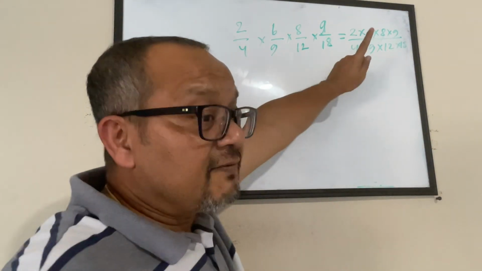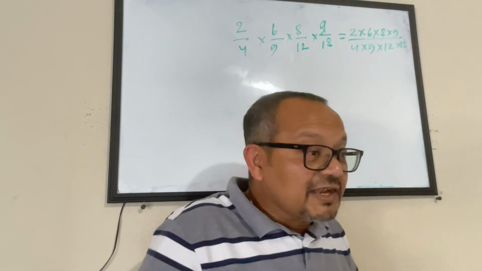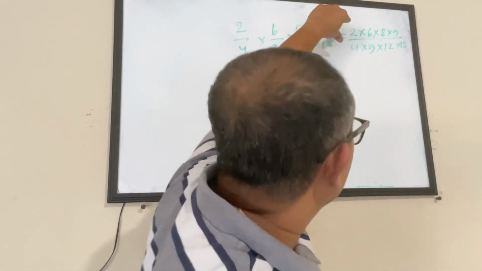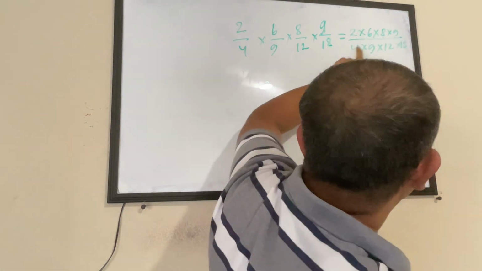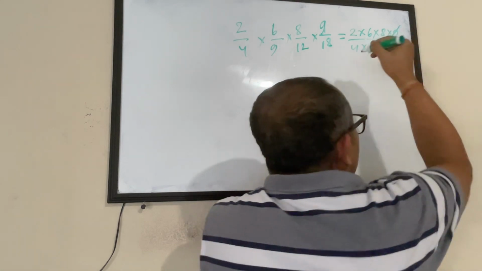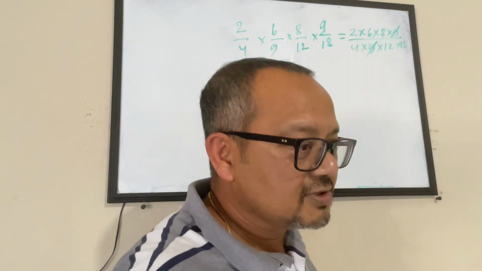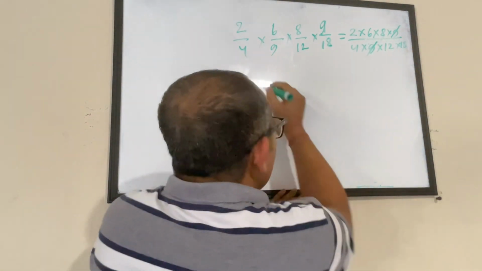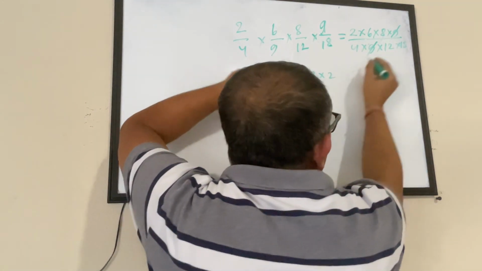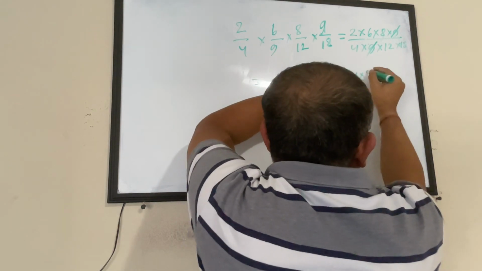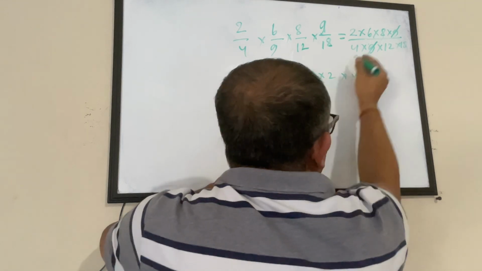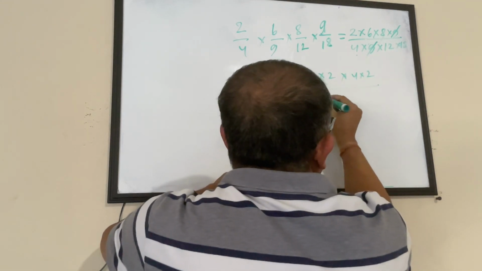So here the thing with tic-tac-toe is, you can do tic-tac-toe as many times as you want. Now look at this: 2 into 6 into 8 into 9, over 4 into 9 into 12 into 18. 9 and 9 you can knock off. You don't need them to bother you. You can simplify it at this stage. Now you have 2, a small number. 6 you can break as 3 into 2. Then you have 8, which you can write as 4 into 2. Then here you have 4, write it as 4. 12 you can write as 4 into 3 maybe.